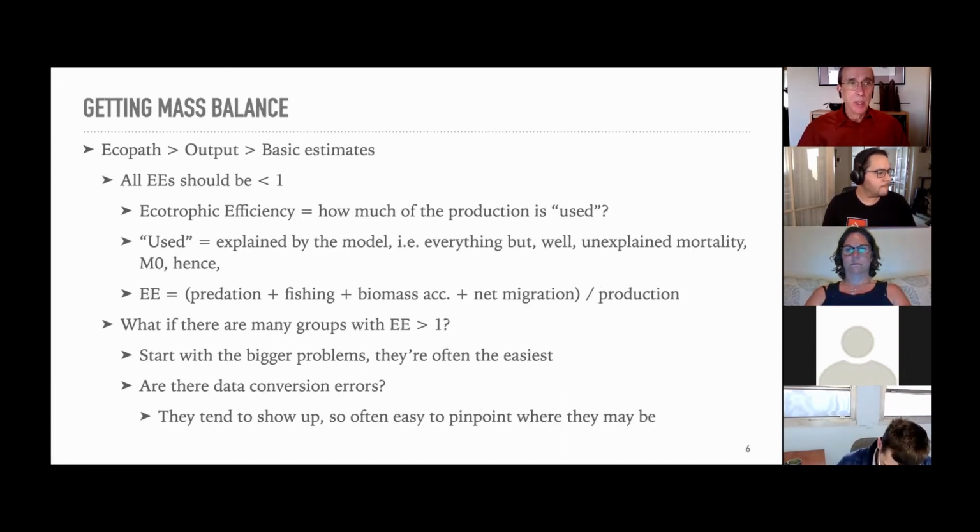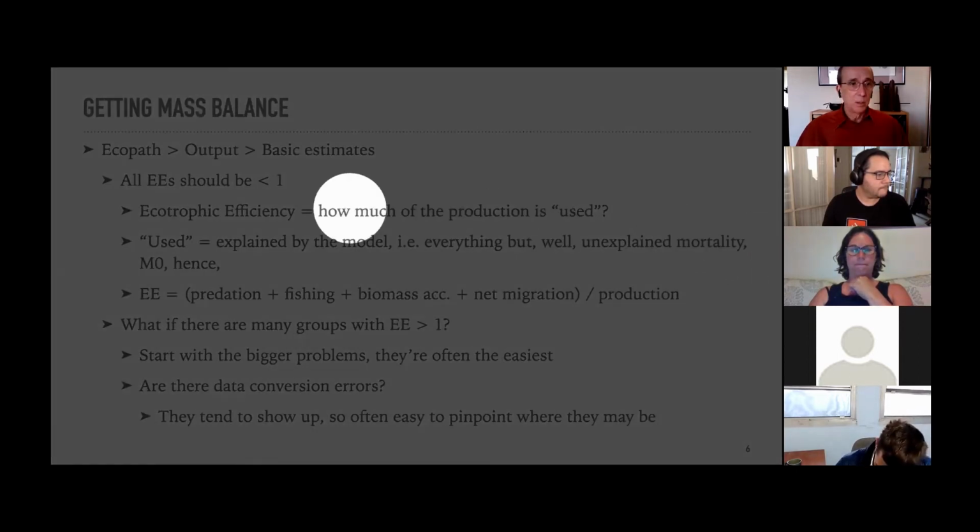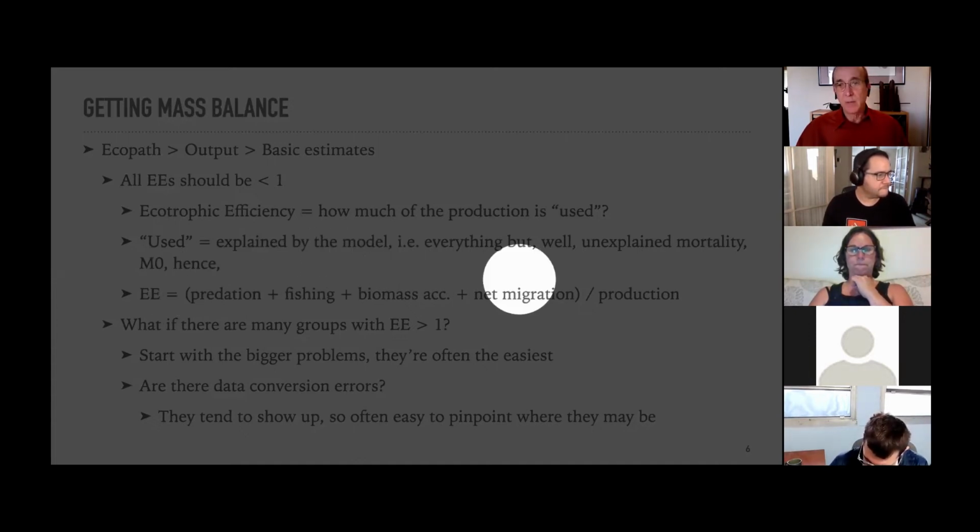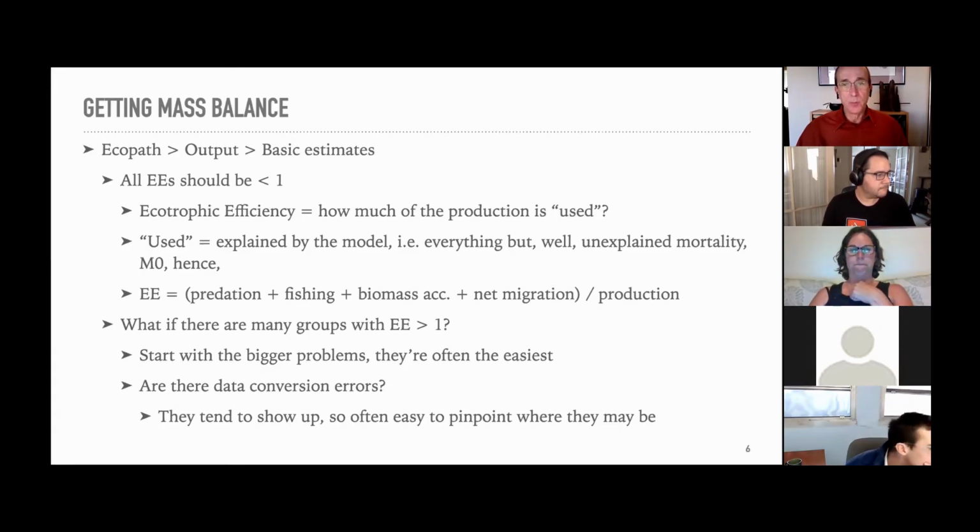So to get mass balance, you go to Ecopath output basic estimates, and all the EEs should be smaller than 1. Again, ecotrophy efficiency tells me how much of the production is used in the system. And used meaning, as we talked about just before the break, this equation here: predation plus fishing plus biomass accumulation plus net migration divided by production. So 4 of the 5 production terms in the second master equation divided by the production. That's our ecotrophy efficiency. Nothing magic about it. It's really just a net convention of everything but unexplained mortality.